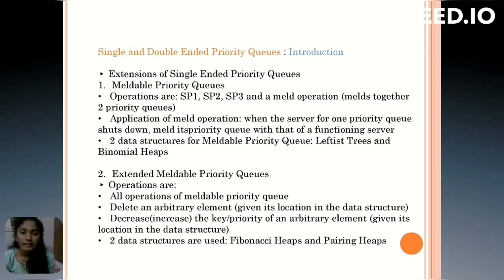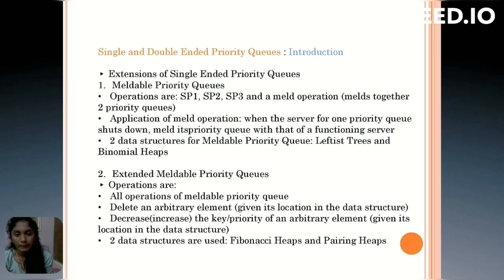Next, extension of single-ended priority queues: multiple priority queues. Operations are single priority 1, single priority 2, single priority 3, and a meld operation. Application of the meld operation: when a server shuts down, meld its priority queues with that of a functioning server. Two data structures for meldable priority queues are the leftist tree and the binomial heap.